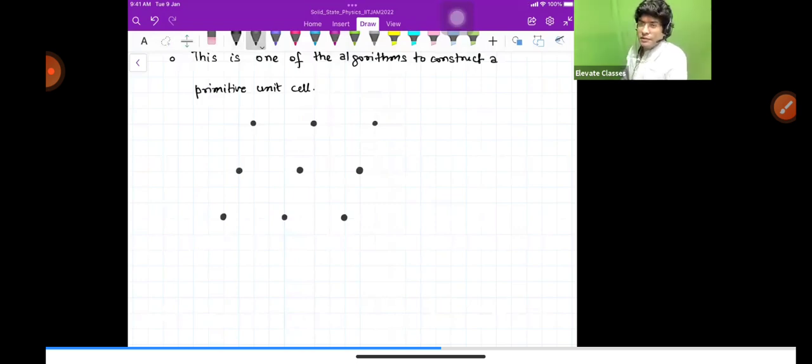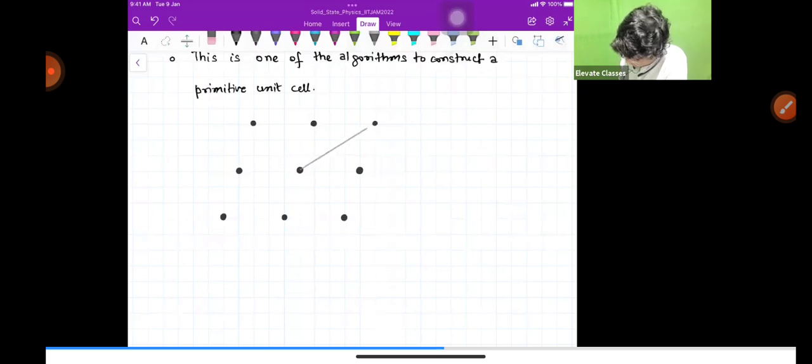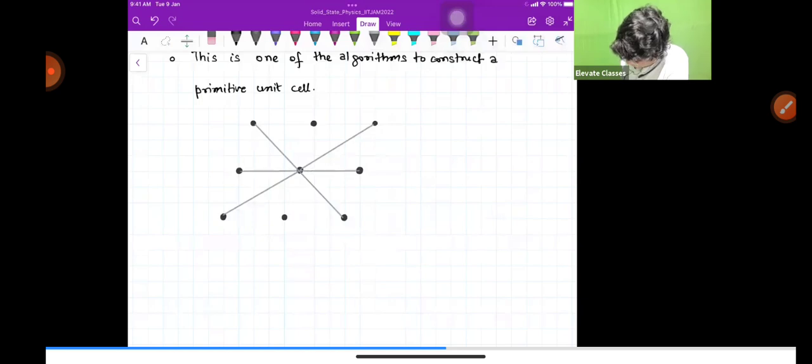Okay, so these are the lattice points. And in this we have to construct the Wigner-Seitz cell. So see how we will make it. Just connect all the neighboring points around this point. We have to construct it around this point. Connect all the neighboring points with straight lines. I'll directly connect two of them together. Draw straight lines to all the neighboring points. This is the first step.